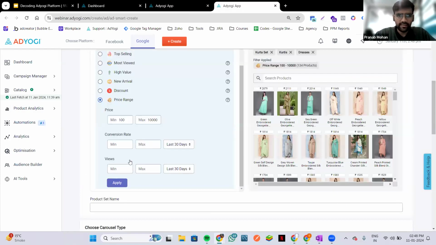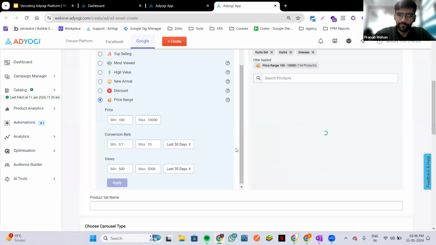So what I can do is say that any product that has a minimum conversion of 0.7, which is roughly equal to my overall summary of these 3 categories, with a maximum of 10. And with the number of views, since I know that these categories have been in the low discovered section, I can define any product that has more than 500 views and a maximum of 5,000. Again, this is a reference range where you can define multiple reference ranges or multiple cohorts to identify those segments of products and then hit apply.